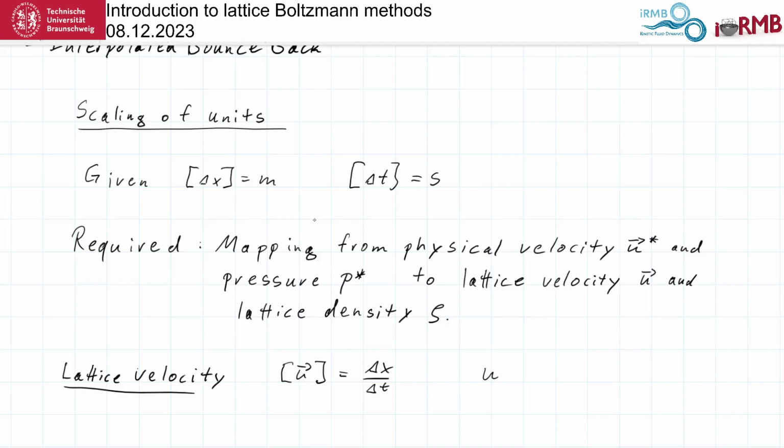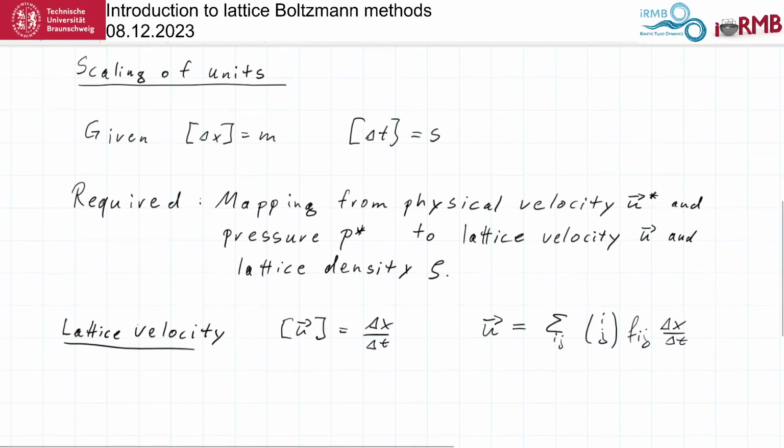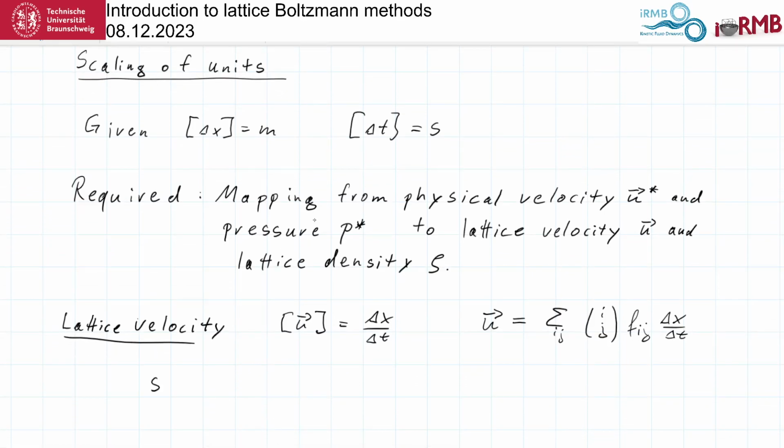The velocity, of course, is defined in 2 dimensions at least as the sum over i, or the vector i and j. In 3 dimensions it would be i, j, k, and this times f_i, times delta x by delta t, where this part here is often omitted in practice. So in that sense, the scaling works rather like this. We write this, so both of them are basically the same.